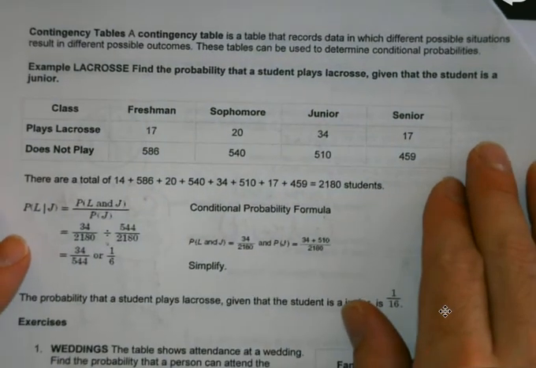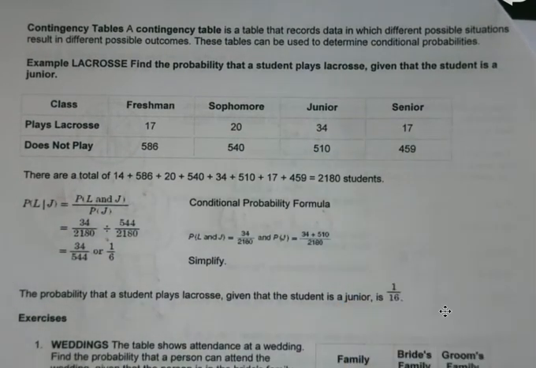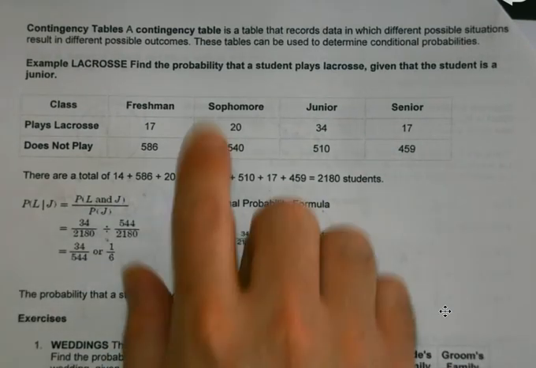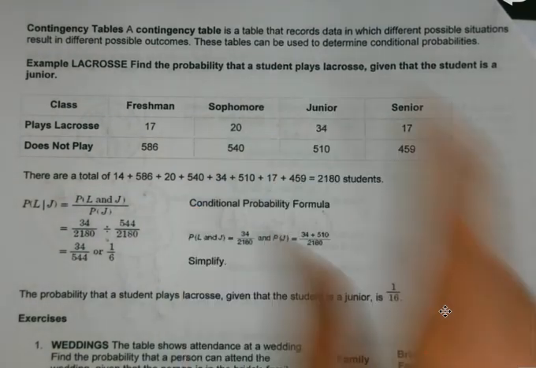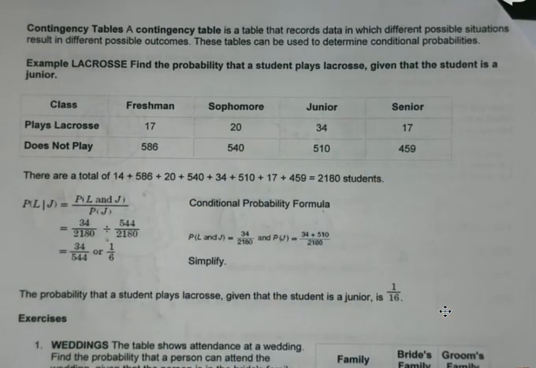Contingency tables. We've played with a form of these before. So now, we've got different possible outcomes, and we can take it according to what happens to be in the table. So for instance, here they said, find the probability that a student plays lacrosse given that the student is a junior.